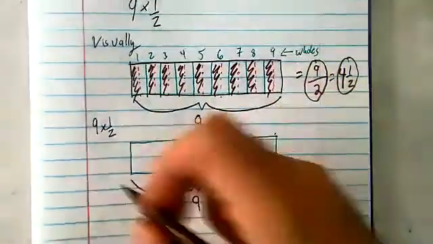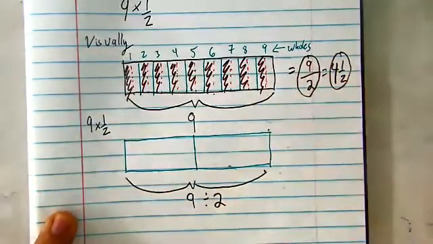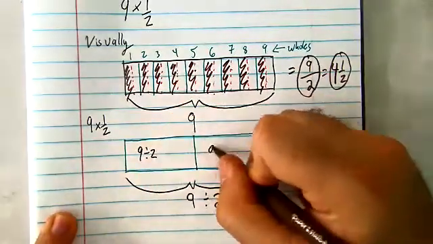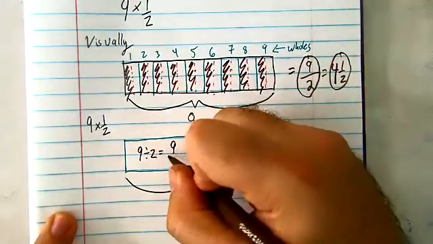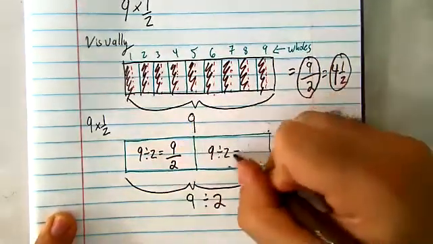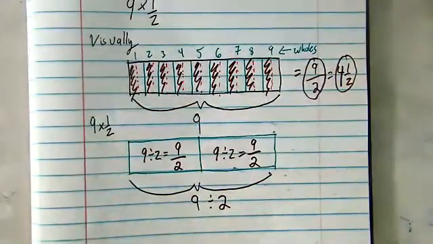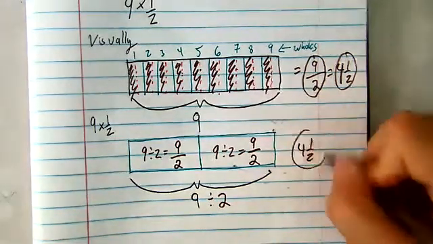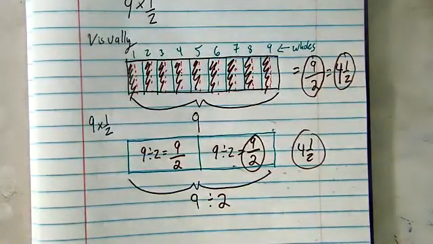What did I just do? I just did 9 divided by 2. Okay, so this is 9 divided by 2. It's 9 halves. Each of these halves is equal to 9 halves, or 4 and 1/2. Those would both be acceptable answers. Okay, so that's another way of showing it visually.